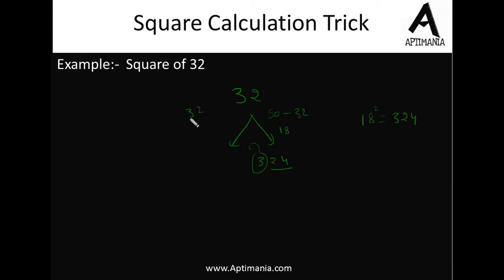Now before that, 32 minus 18 is 14 and dividing by 2 will make it 7. And then 7 plus this carry forwarded 3 will make it 10. So the answer will be 1024. Moving to the next part. Square of 28.